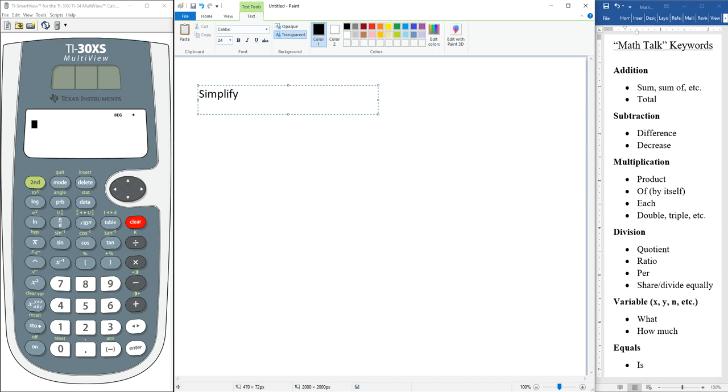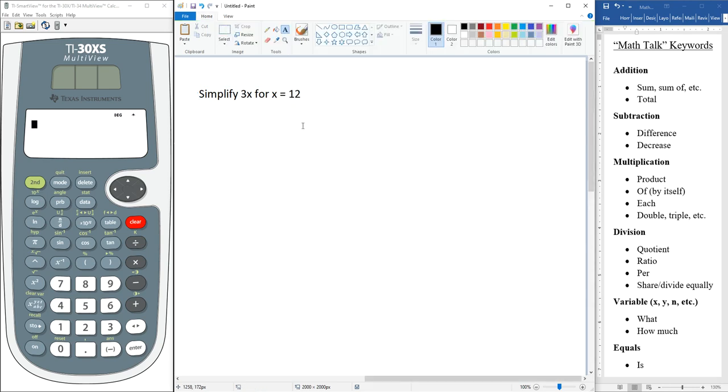Simplify 3x for x equals 12. Okay. Now let's take a look at that one. Okay, so right now, what are our important parts that we're going to key in on? I see one number here, and then I see some variables. So I see x, I see 3x, I see 12. Okay, now what's that mean? Well, we're going to look at that in a second, but that's what I'm going to key in on first.